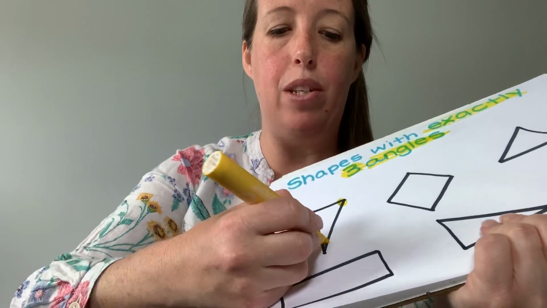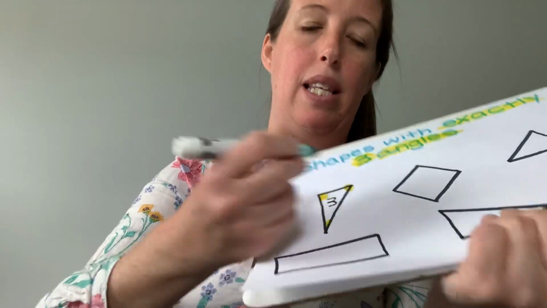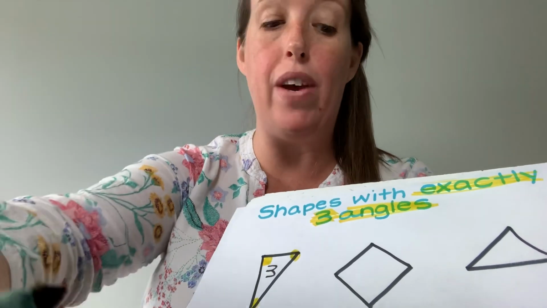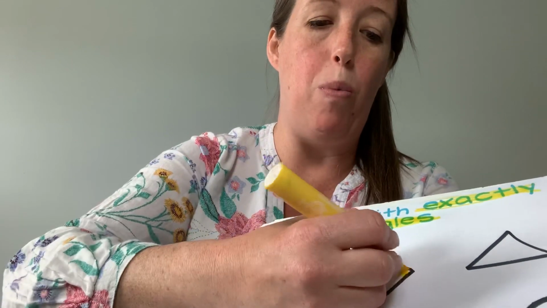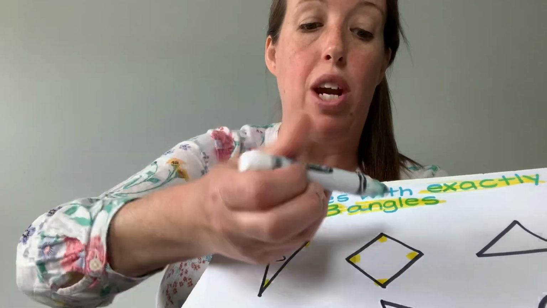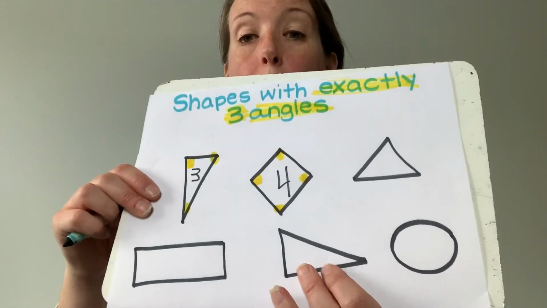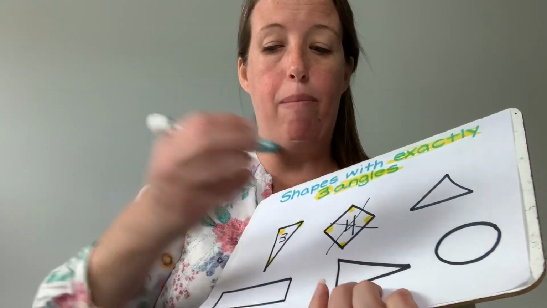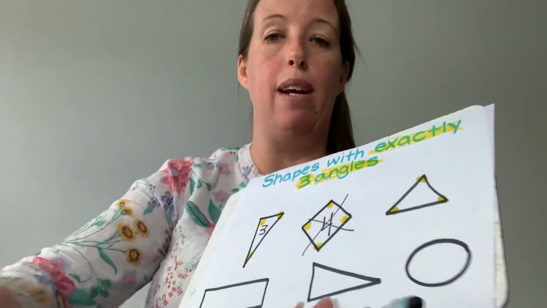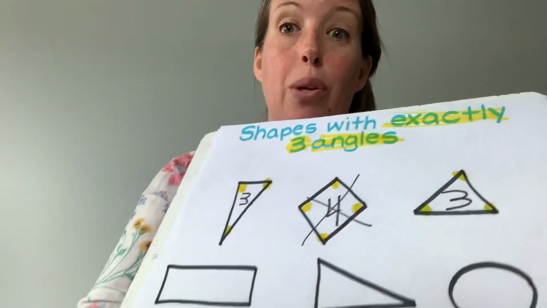1 angle, 2 angles, 3 angles. Is this a shape with exactly 3 angles? It is, it's a triangle. Perfect. Next up, 1, 2, 3, 4. Is this a shape with exactly 3 angles? Nope, this has more than 3 angles, so it doesn't belong in our heading. 1 angle, 2 angles, 3 angles. Is this a shape with exactly 3 angles? It is, so it's a triangle.